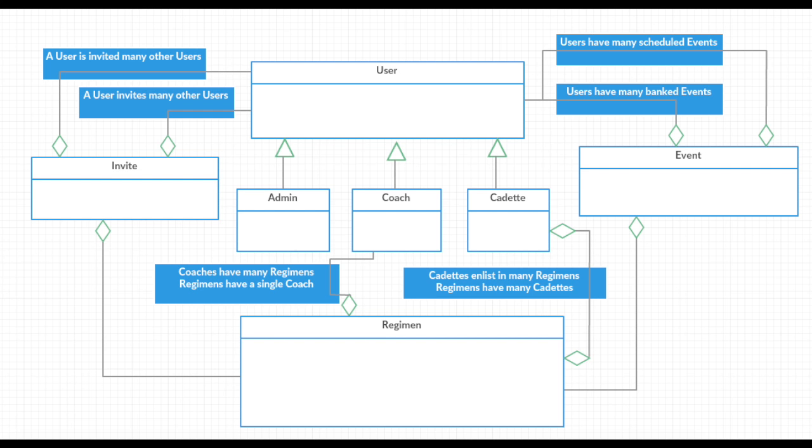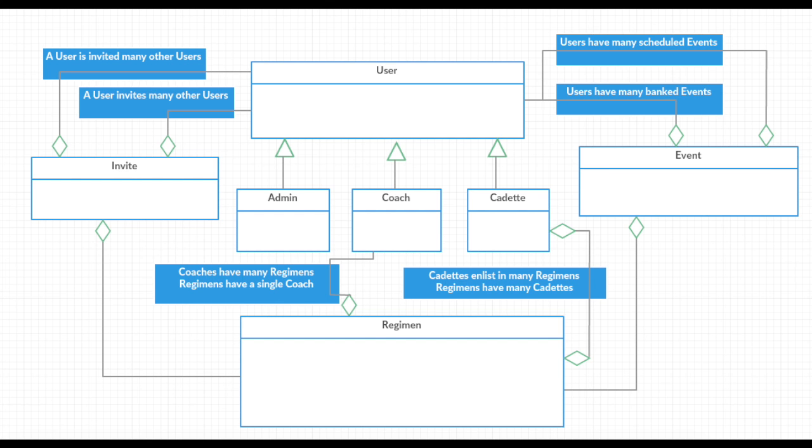So obviously, just going through the required data model, we have users. We have domain objects. We have regimen and events. We also have two types of users, coaches and cadets. We have user-to-user relationships where users can invite each other to events. We also have domain object relationships. So users can join regimens, and they can also have scheduled and banked events. Domain-to-domain regimen.